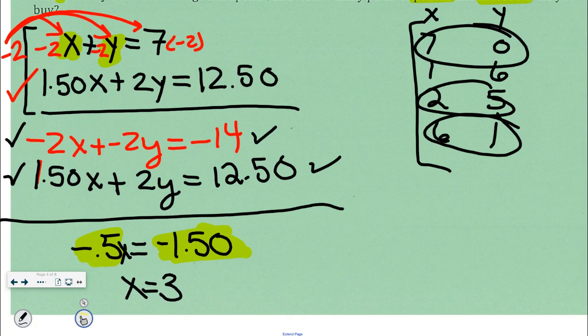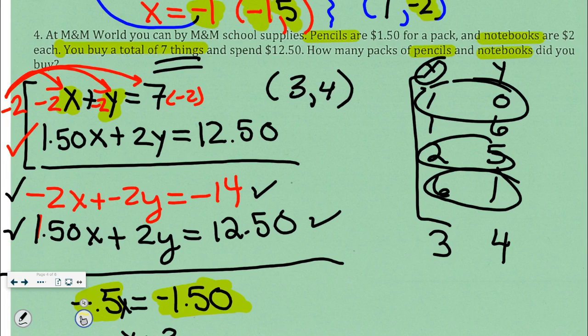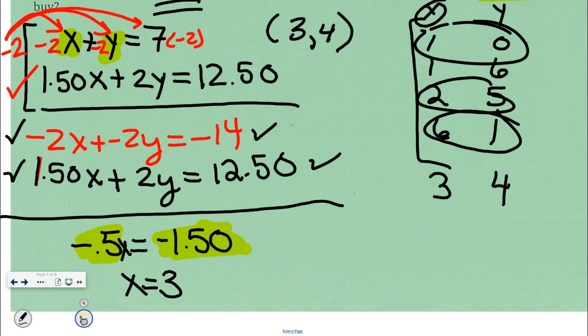Equivalently, it means the pair that I bought was I had the x, which is the pencils, are 3. Well, then how many notebooks did I buy? It had to be 4. Because again, back to the original, I bought 7 things. So my ordered pair, that's the solution, would be 3, 4, or 3 pencils and 4 notebooks.